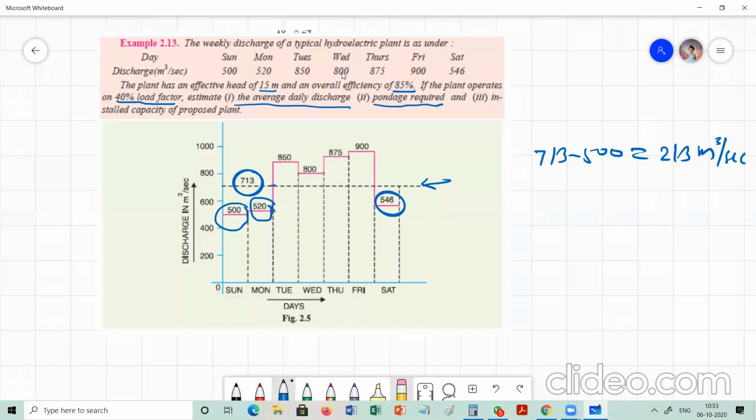And for that, in some dams, pondage is erected. Pondage, actually, we can say it is a pond where water is stored, and when there is a scarcity of water, that water will be used to give extra discharge.